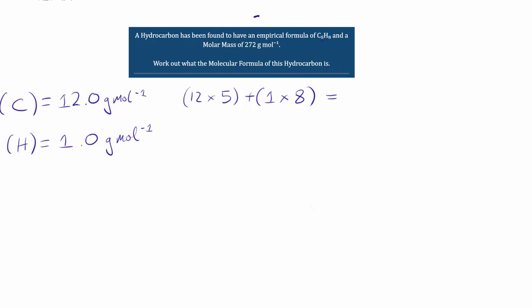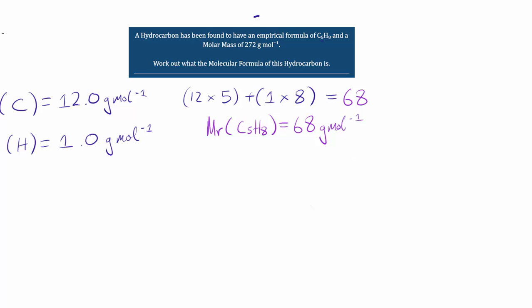So okay, if you did have a go on your calculator, you should have found that this gives 68, okay? And so therefore we can say that the molar mass of our empirical formula, the Mr of C₅H₈, is equal to 68, and then we add our units, grams per mole, okay?